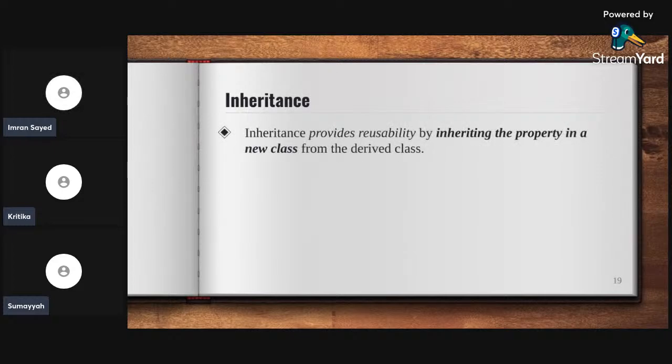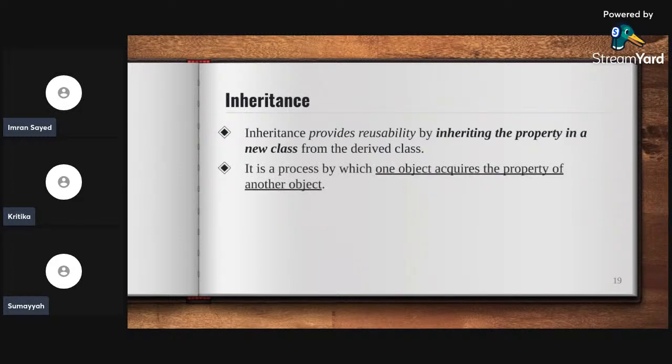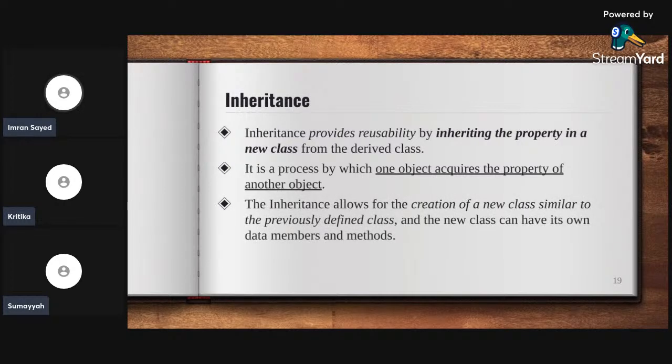inherits it. Okay, inheritance provides reusability by inheriting the properties in the new class from a parent class. It is a process by which one object acquires the properties of another object, which means all the methods and properties of a parent class will be available in the child class. It allows the creation of a new class similar to a previously defined one, and the new class can have its own data members and methods. This is useful because if you want to make any changes, all you have to do is make a change in the parent and it will be available in the child classes as well.